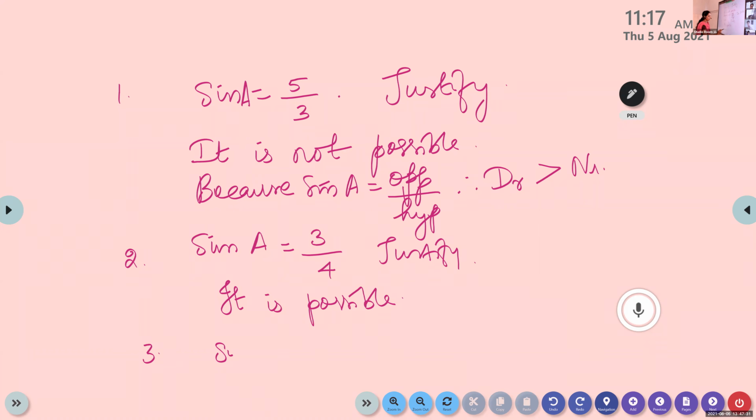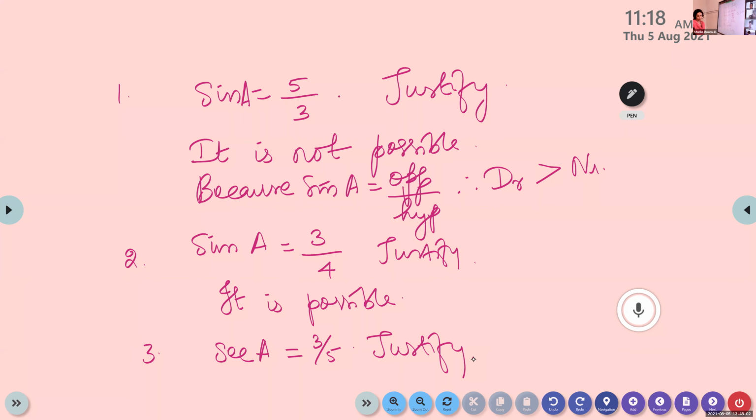Now look at the next one. Suppose they give cosec A is equal to 3/5. Justify. Cosec A is 3/5. Justify. See, whenever you write this type of notes, note it separately. I have told you to keep another color pen. Mark it as very important. This one and all you should go through before the exam.